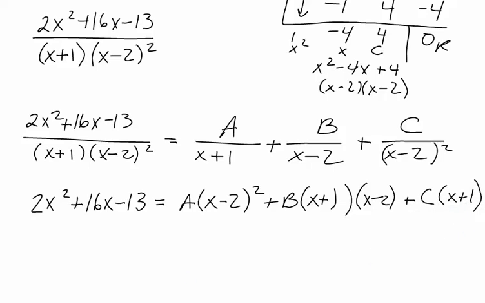Now what we want to do is plug in values of x that would be nice to evaluate. For example, -1 is a nice value of x to evaluate because the C is going to cancel and the B is going to cancel.